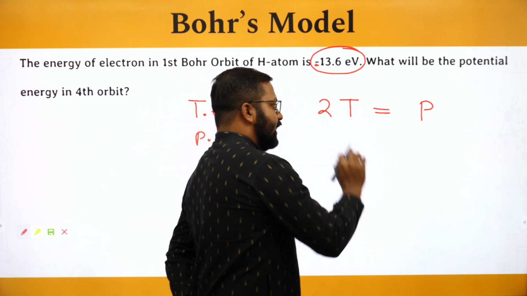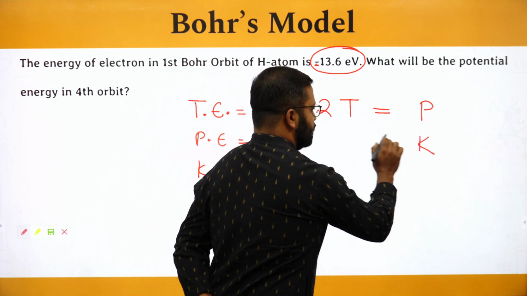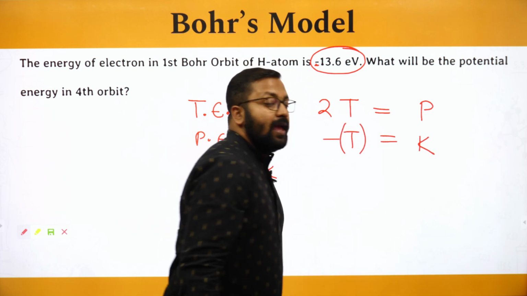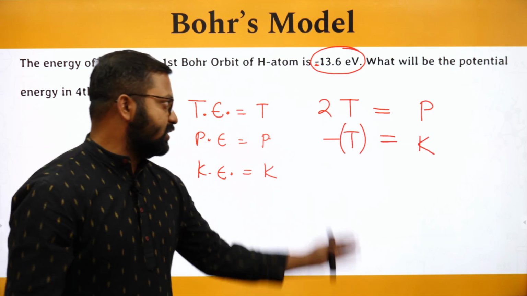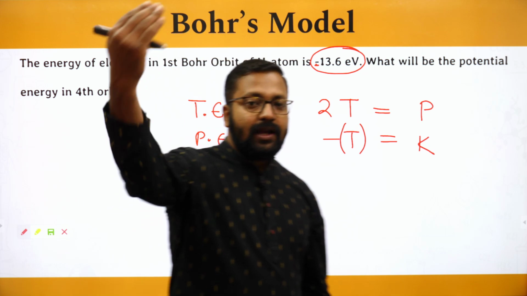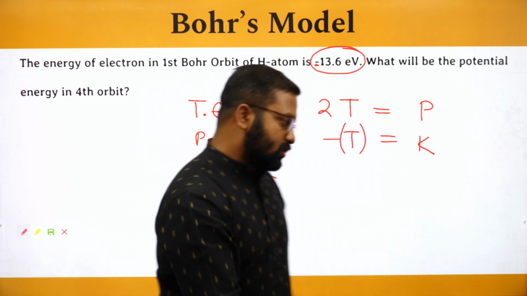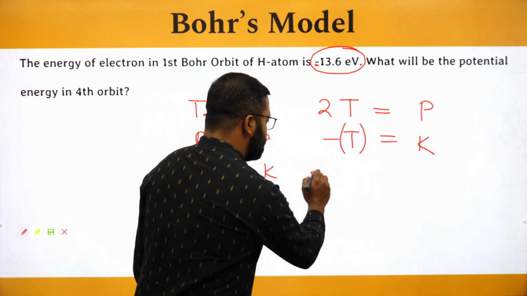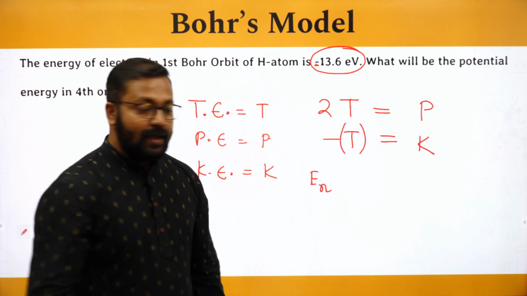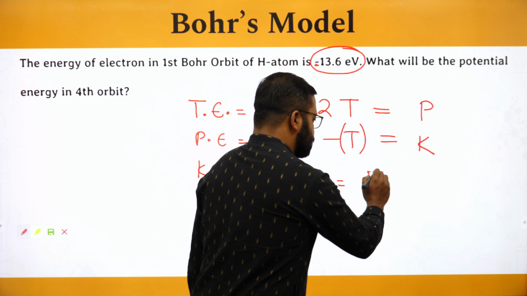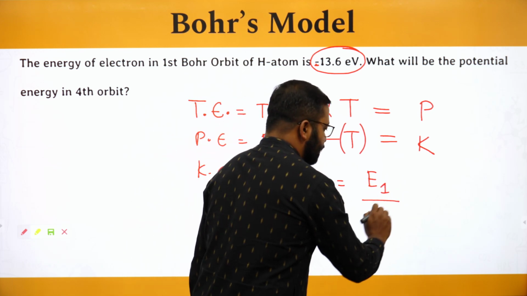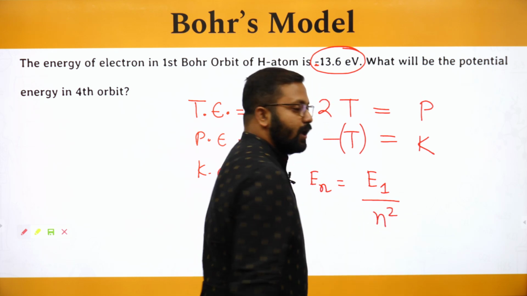But when it comes to kinetic energy, the kinetic energy is equal to minus of the total energy. Kinetic energy will always be positive, so this is what you have to remember. Now, to identify the energy in any particular energy level, we use the formula: the energy in a particular level n is equal to the energy in the first level of hydrogen divided by n square.